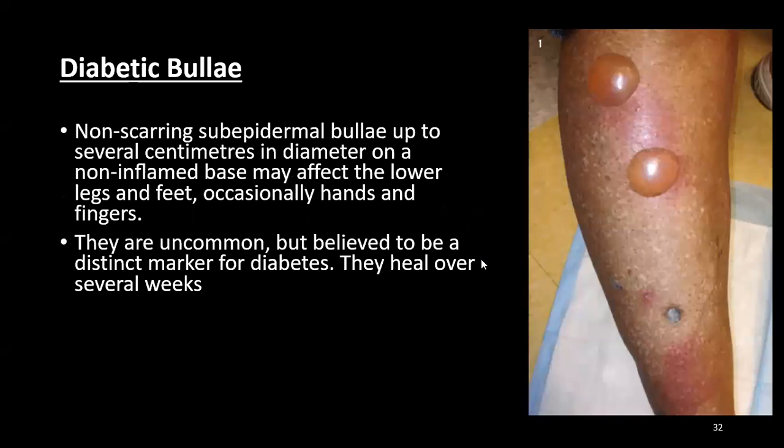Diabetic bullae is also a very specific diabetic complication. It's a non-scarring subepidermal bulla up to several centimeters in diameter on a non-inflamed base and affects the lower leg and feet, occasionally hands and fingers. They are uncommon but believed to be a distinct marker for diabetes. They heal over several weeks.